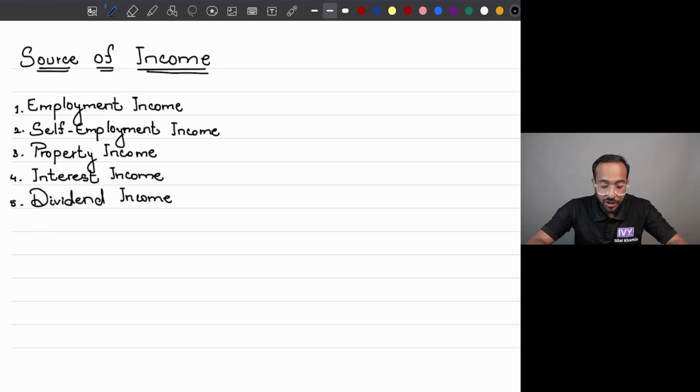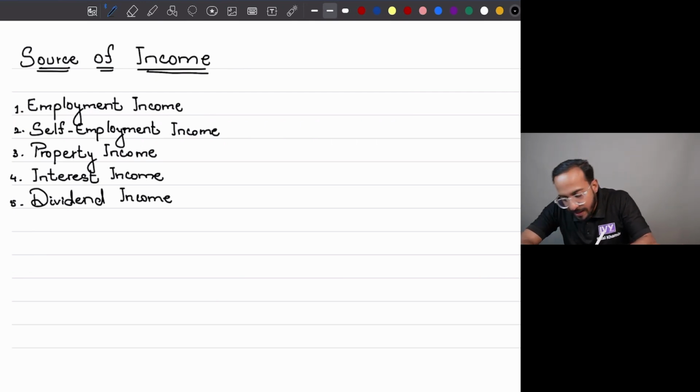Let's suppose there is a chapter of employment income in your course outline. There is a chapter of self-employment income, the interest income, the trading income, and the dividend income, right? Got it? So it means there are 5 sources to earn the income. Now be focused over here. These all sources come under the head of an income.